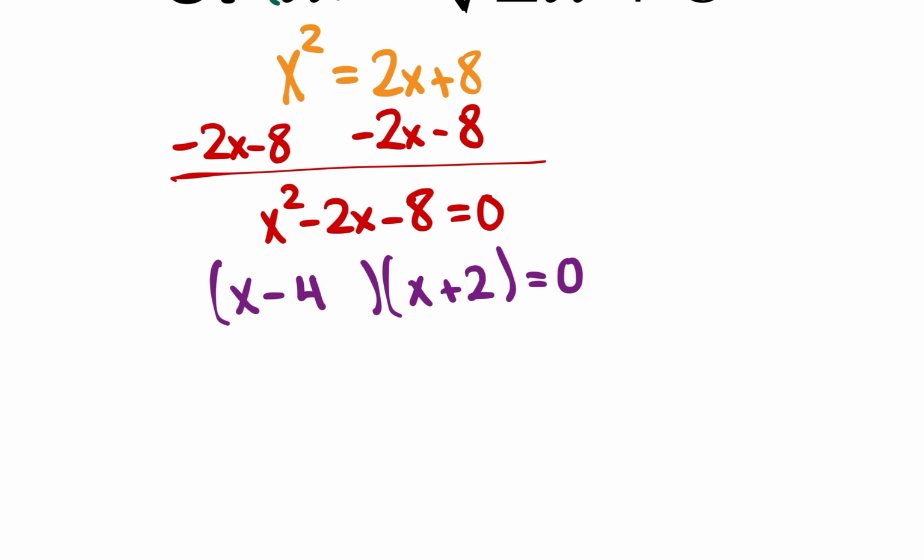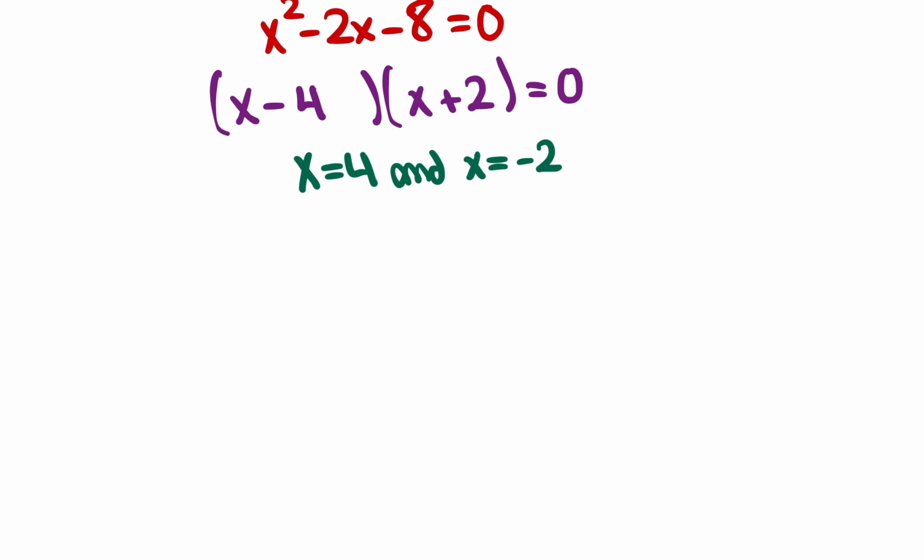And it makes sense, right? If you multiply negative 4 times positive 2, that will give you negative 8. Negative 4 plus 2 will give you negative 2. Okay? From there, I then set my factors to be equal to 0, and I have x is equal to positive 4, and I have x is equal to negative 2 for my potential solutions. From there, I will then check for extraneous solutions by substituting these solutions back into the original equation.